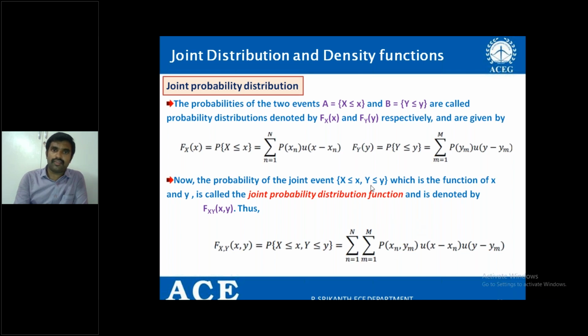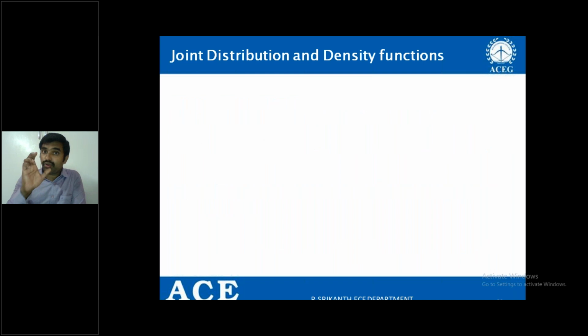Am I clear? The event here, X less than or equal to x, is one event, Y less than or equal to y is another event. Therefore, I am taking here combined probability, or in fact joint probability, into u of x minus xn into u of y minus ym, right? So this is the way to define the distribution function.